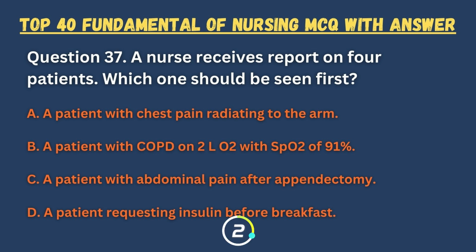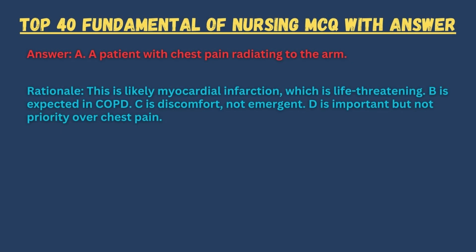Answer A. A patient with chest pain radiating to the arm. Rationale. This is likely myocardial infarction, which is life-threatening. B is expected in COPD. C is discomfort, not emergent. D is important but not priority over chest pain.